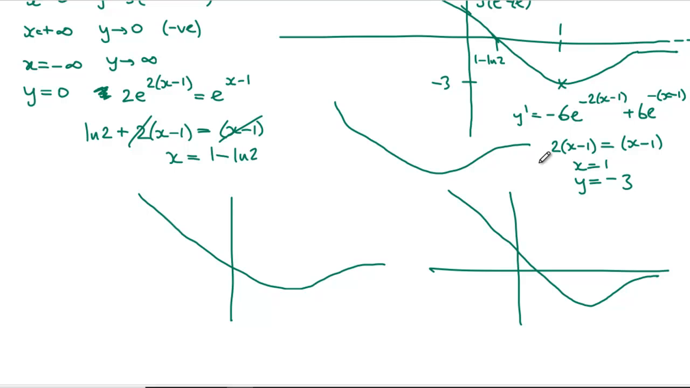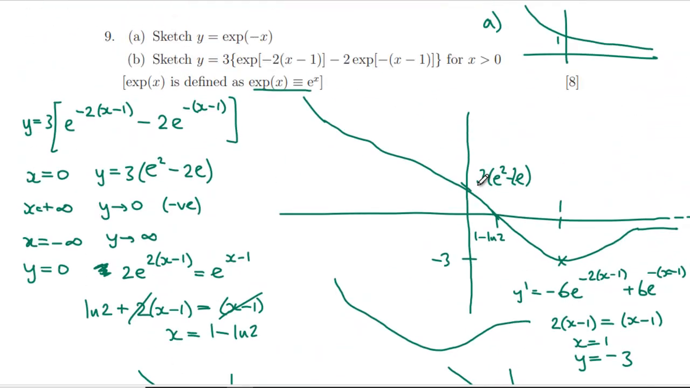So yeah, that's a really, really difficult graph sketch. But again, it's about being logical on these things. You see, we've gone through the same steps. So x is 0, y is 0, x is plus infinity, x is minus infinity.